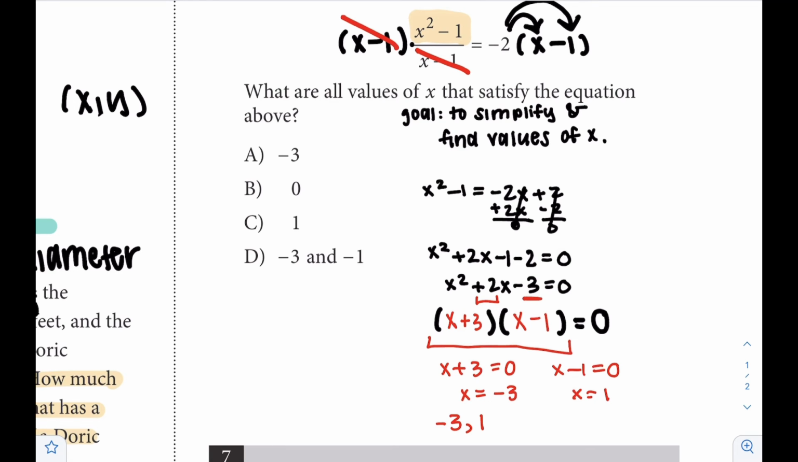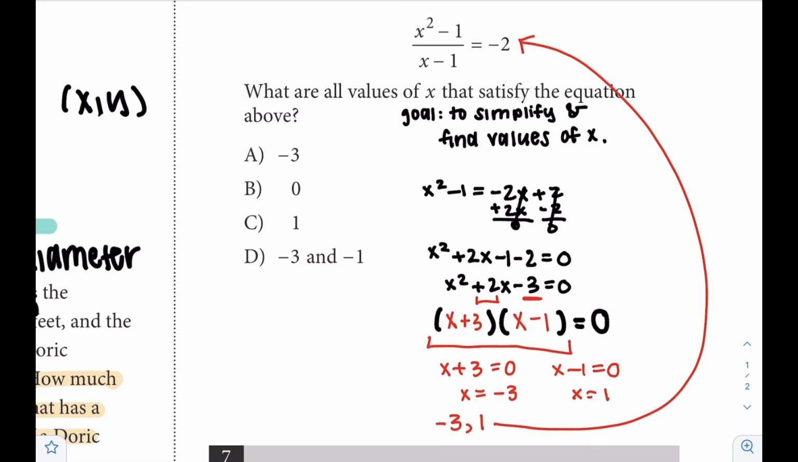But here's the thing about the SAT. They're going to make you think that you're done at this step. But before you say that you're done, it's really, really important that when they give you a problem like this, you plug your values back into the original equation to double check that they do satisfy the equation.